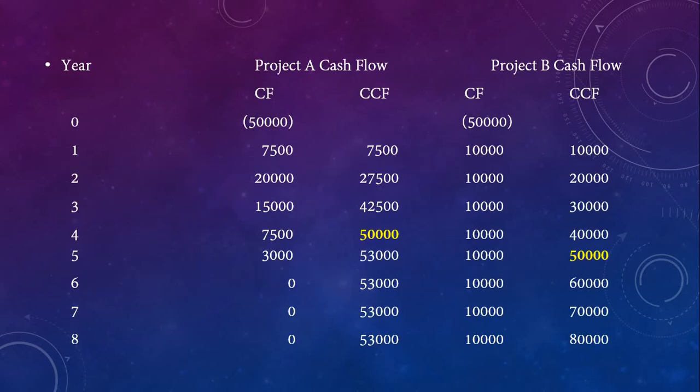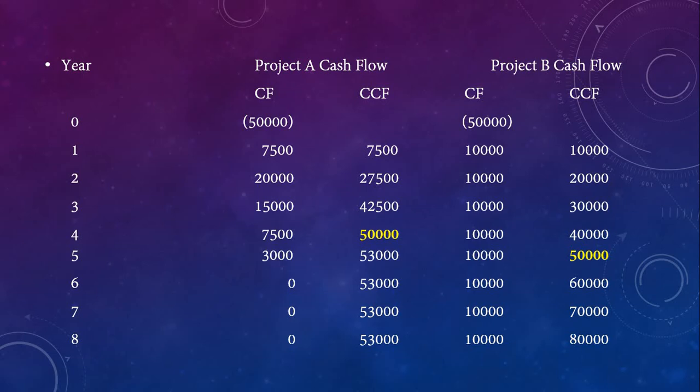With the help of this example, we can understand what is payback period. So the company has two projects, project A and project B, and the initial outlay is 50,000 rupees. So the company will decide which project is giving faster recovery of the amount, that is the project in which we are able to recover the amount in shorter duration of time.